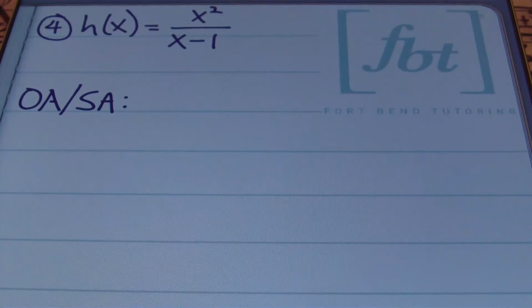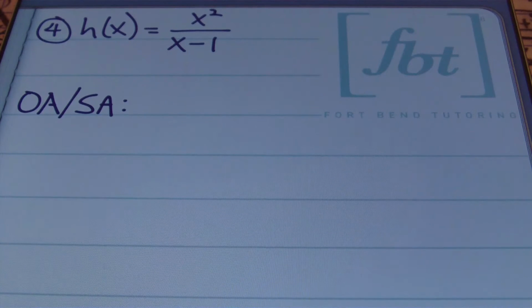In problem number 4, we have h of x equals x squared divided by x minus 1. The highest degree in the numerator is 2. The highest degree in the denominator? It's 1. So the difference between the 2 and the 1 is 1, therefore I can find my oblique asymptote. I can find that slant asymptote now. So I'll be using long division.